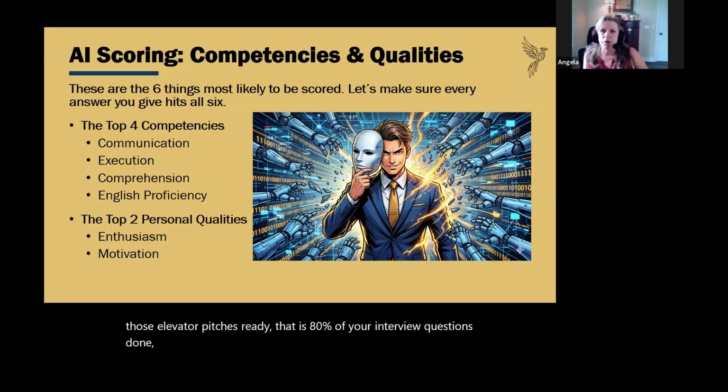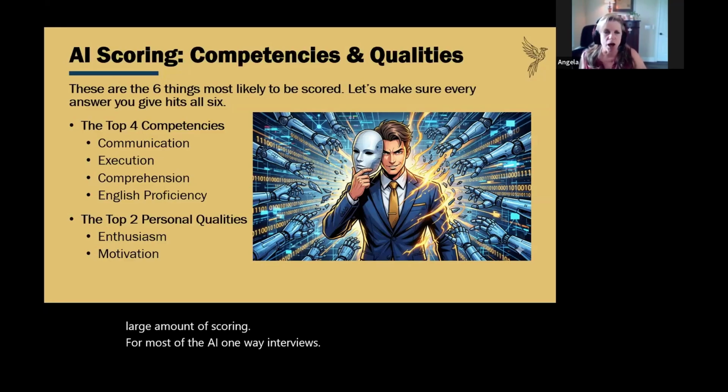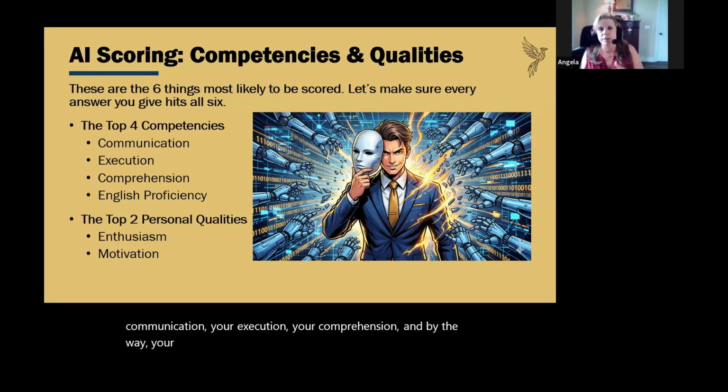Because people care about your transferable skills. And that's what this competency piece is right here, and what gets such a large amount of scoring for most of the AI one-way interviews, right? Your top four competencies: they're assessing your communication, your execution, your comprehension, and by the way, your English proficiency. And I'm not talking about English as a second language. I'm talking about being coherent when you're telling your stories. A lot of people aren't.